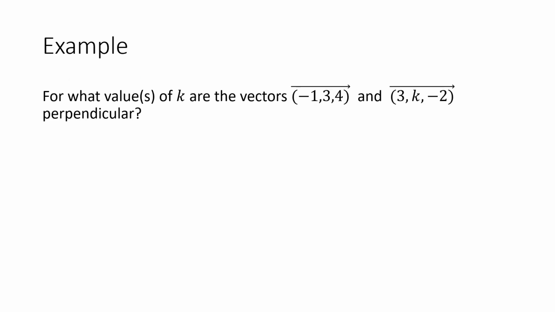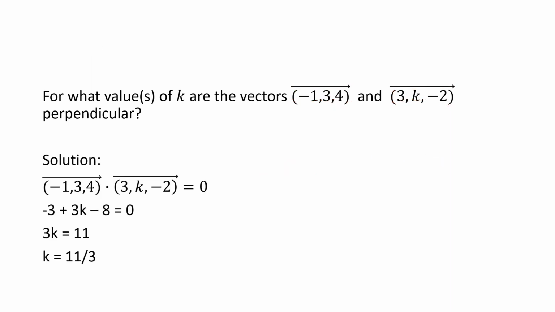Now, what if we want to know for what values of k the vectors -1, 3, 4, and 3, k, -2 are perpendicular? Well, we know that two vectors are perpendicular if the dot product is 0. So that means -1 times 3 plus 3 times k plus 4 times -2 will equal 0. And then we have a pretty simple formula to solve. -3 plus 3k minus 8 will be 0. 3k will be 11. K needs to equal 11 over 3.